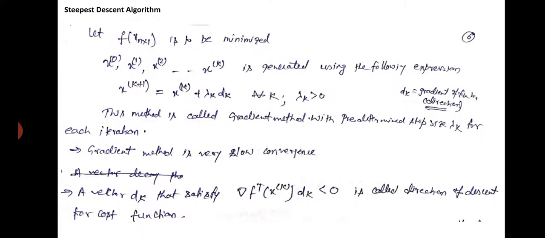I think you understand these things. Now come to the steepest descent method algorithm. It is one of the popular algorithms. Our target is to minimize f(x), where x is a vector quantity. Obviously, the order of that x is n cross 1. Now you have to minimize this value.